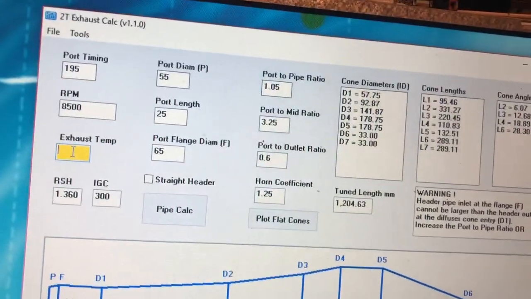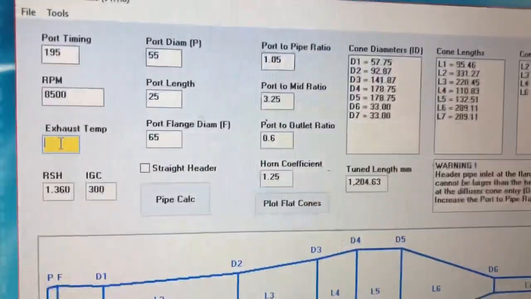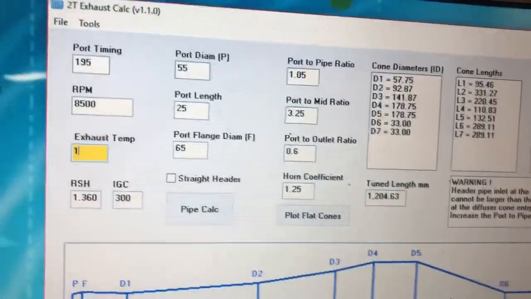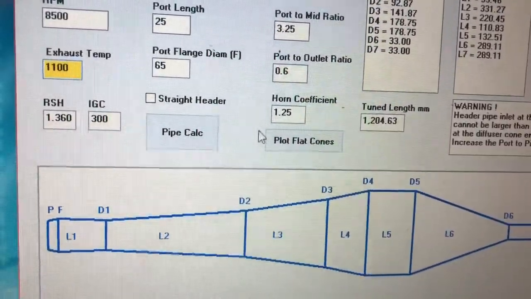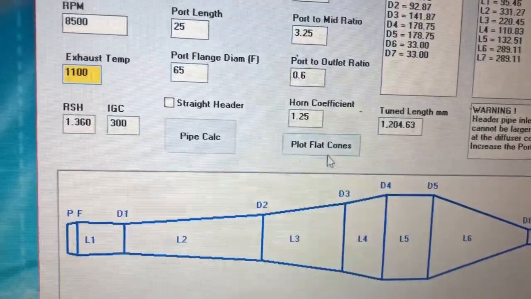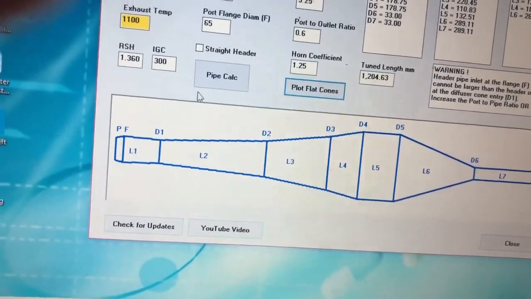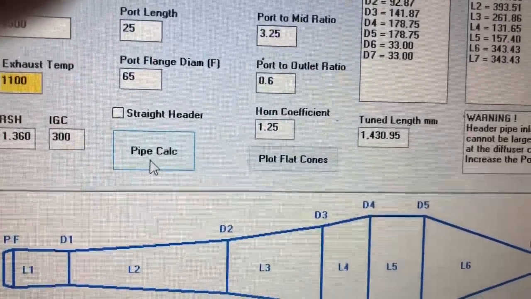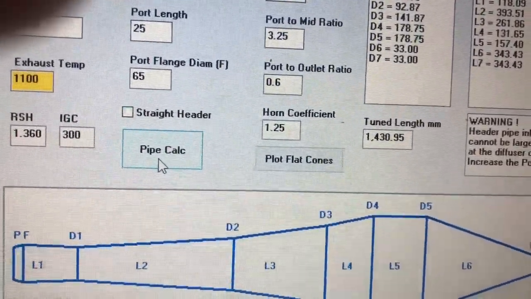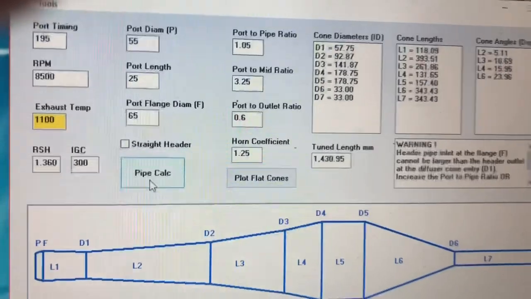So we go here from 700 to 1100. And I just have values in there that they don't mean anything right now. Here's pipe calculate. So tune length goes 1430 up 1100. Wow.